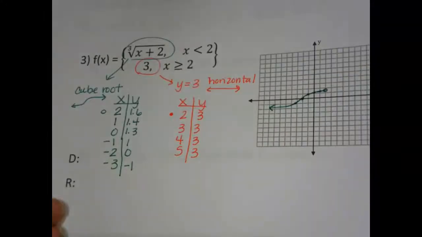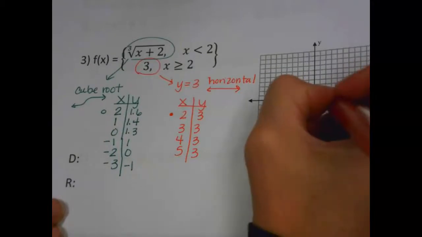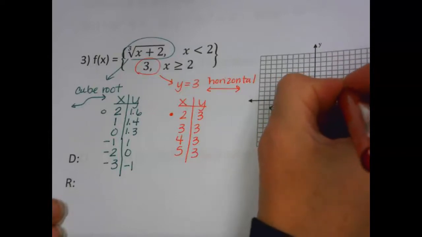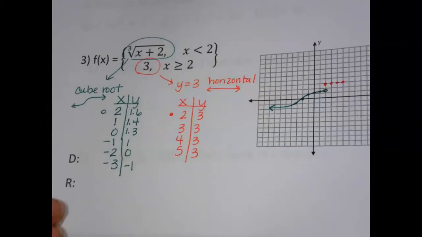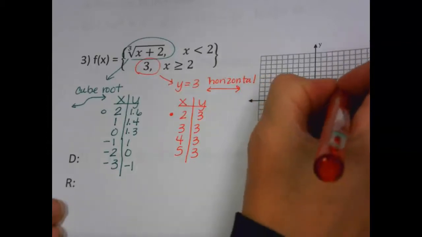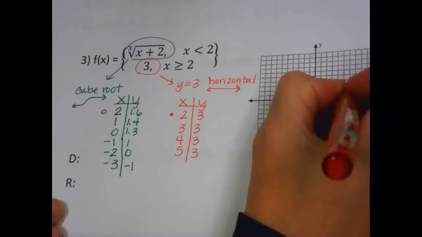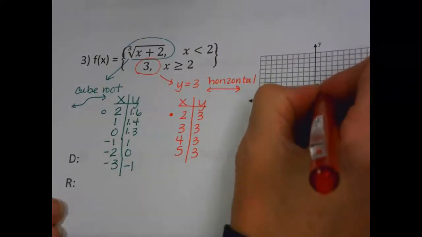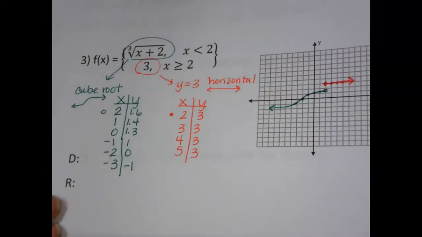And then when we go to graph our horizontal line, let's see, we have 2, 3, 3, 3, 4, 3, 5, 3. You can see they're all making that horizontal line, but instead of having arrows both directions, you're only going to have an arrow heading to the right because it had to be greater than 2.